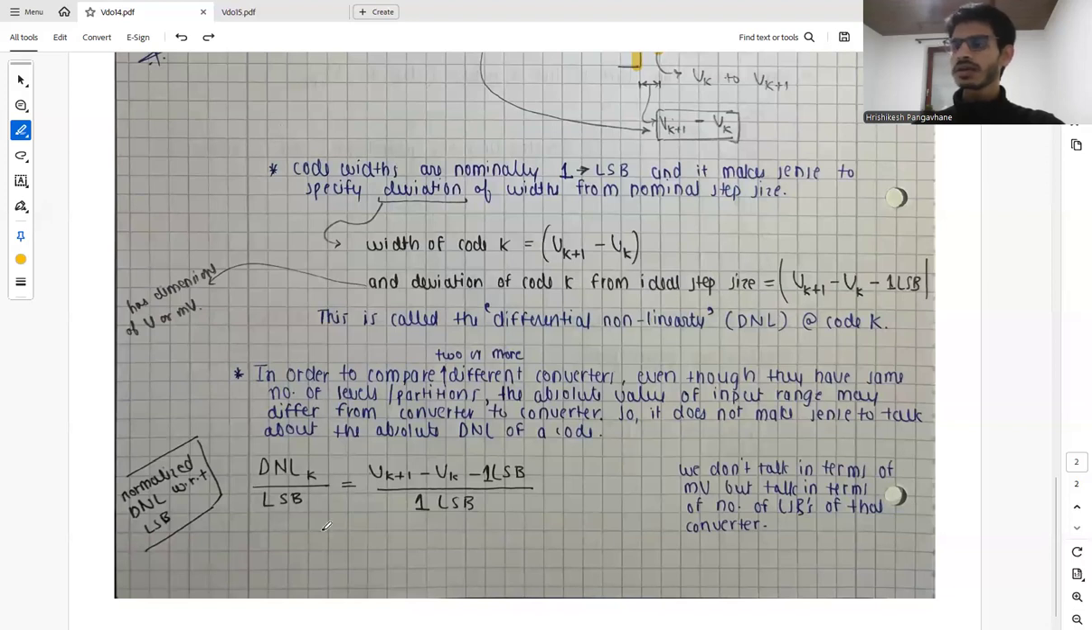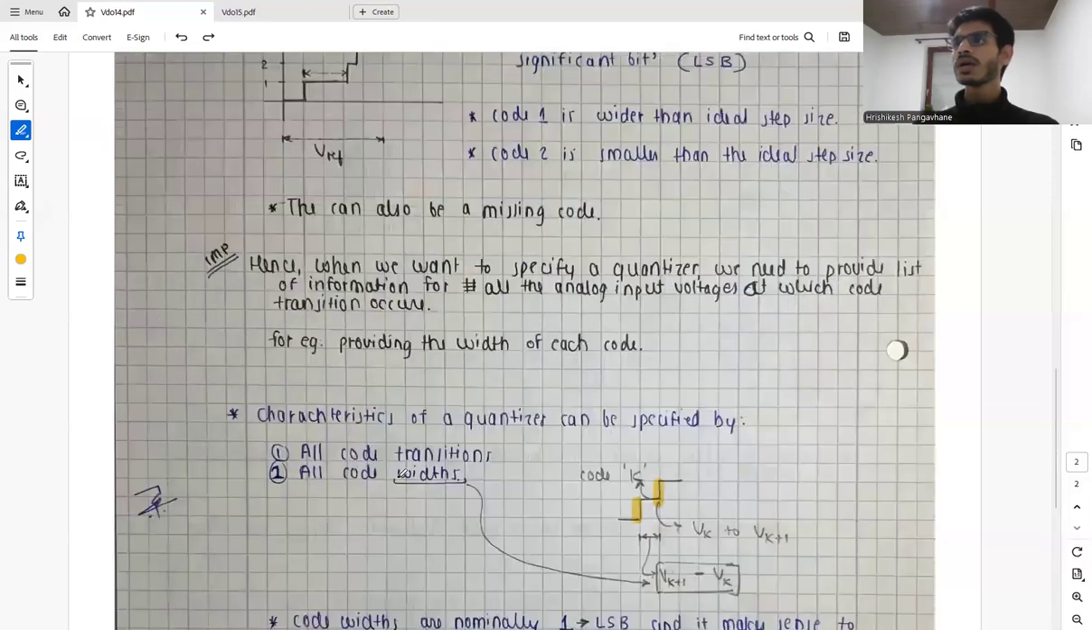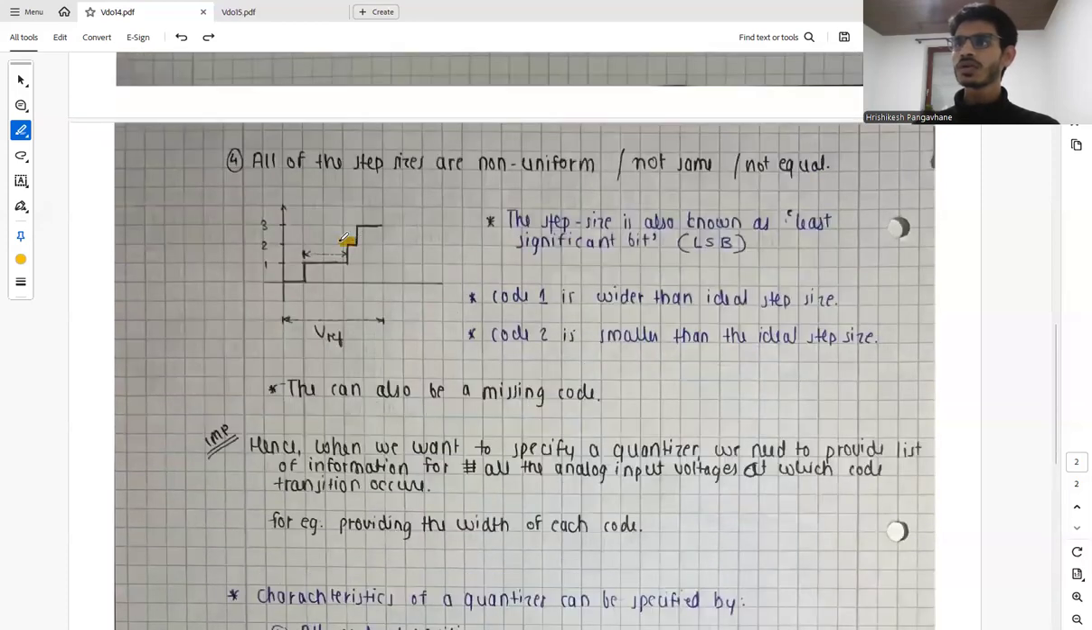Then we saw that talking about differential non-linearity, it is for a code K, and it describes the error at that particular local code. So let's say if we take code 2, it will talk about this local code 2, and describe the non-idealities over there.